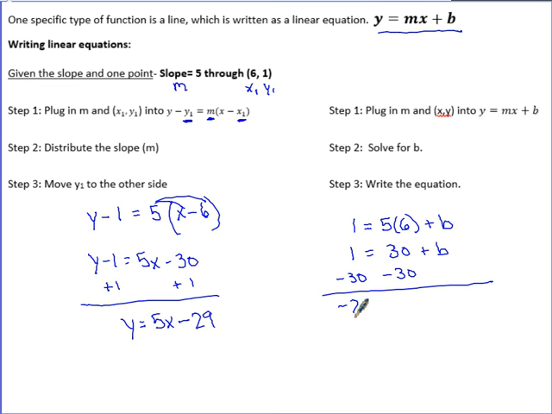And I get negative 29 equals b. And now I need to write my equation. So when I write the equation, I want a number for m and a number for b. All right, so y equals, I know that m is 5, so 5x, and my b is negative 29, minus 29. All right, so again, two different ways to get the same answer. You choose the one that makes the most sense to you.